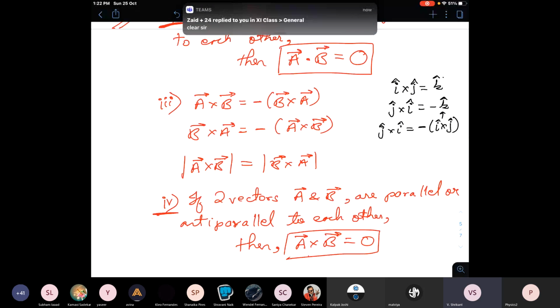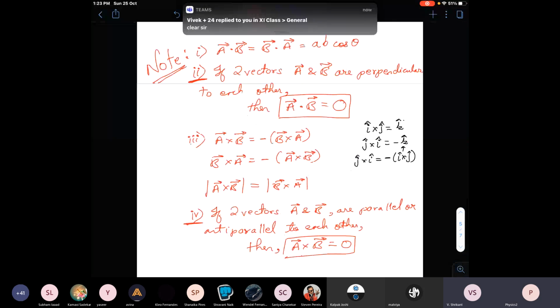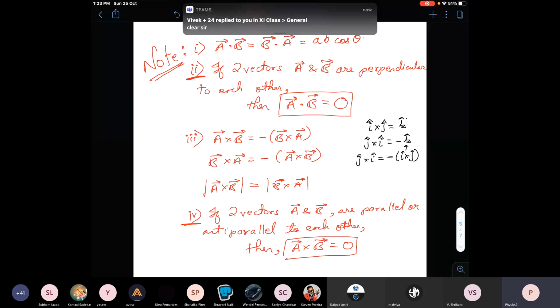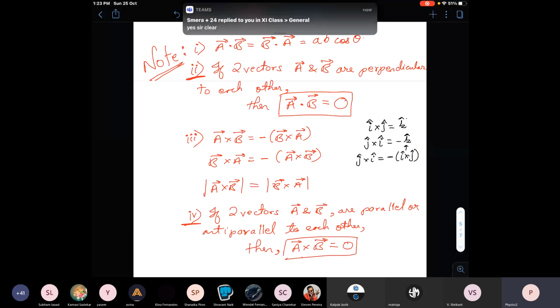Can you just zoom out so that I can see all the 4 points like that? Yes, no problem. Okay.